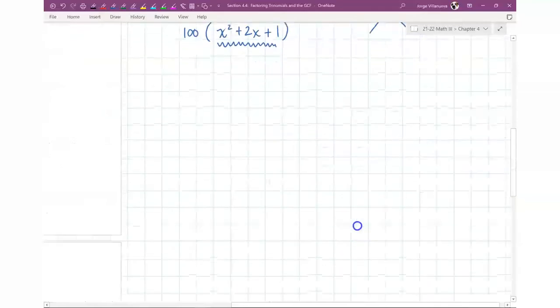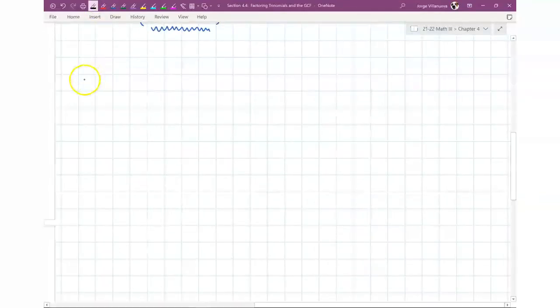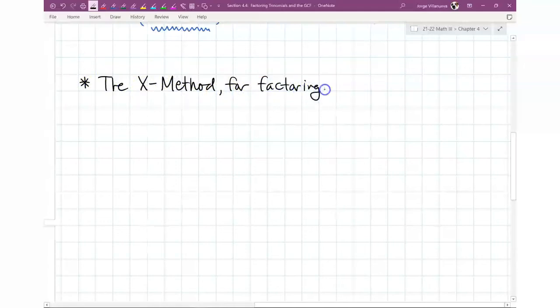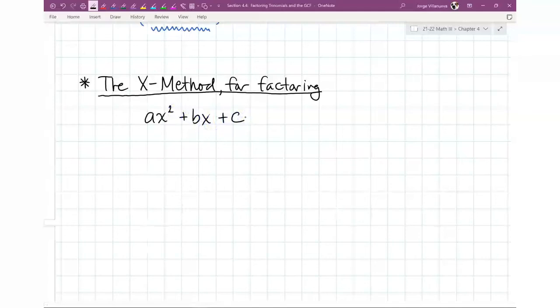For those of you guys, if you don't remember it, the X method for factoring. So normally you're going to be given an expression, okay? Ax squared plus bx plus c. That's what you're going to be given. Something that looks similar to that. Now, there are some special things that don't have 3 terms, and we'll talk about those things tomorrow. But for the most part, you're going to have 3 terms.